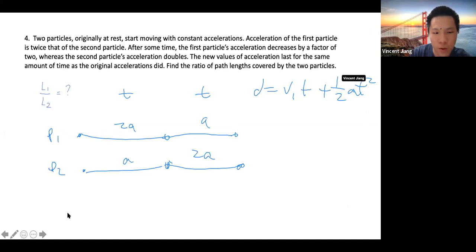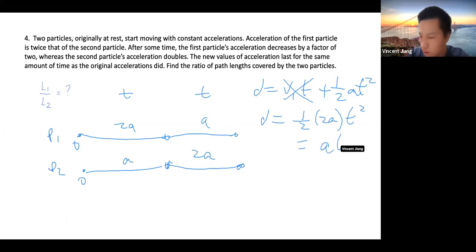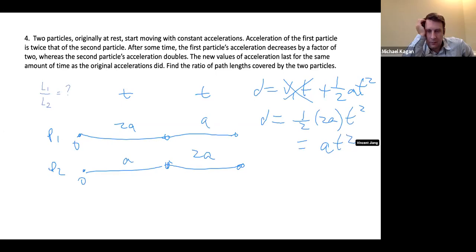So for the distance particle 1 moves in time t, it starts at 0, both of them. So the initial velocity becomes 0 here, and then you have 1/2 a t squared. For the first one, you have d is equal to 1/2 times 2a t squared, which becomes just a t squared for the distance.